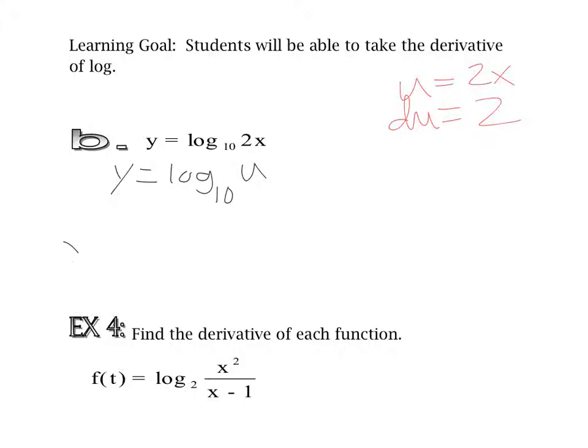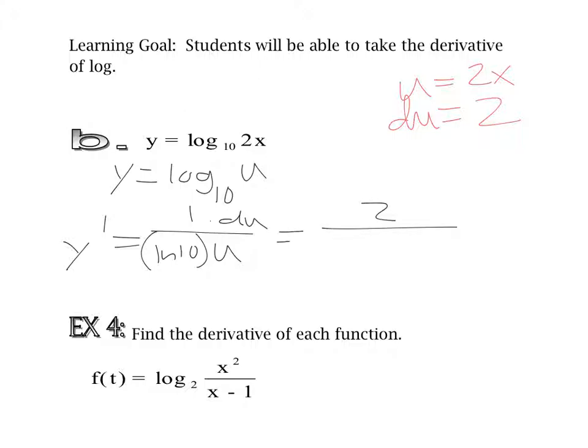Now I'm ready to take the derivative. It's 1 over the natural log of 10 u, then times du on the top, which is like saying 2 over the natural log of 10 times 2x, because that's what u is. And sure enough, these 2's cancel out, so this whole thing is just 1 over the natural log of 10 times x.